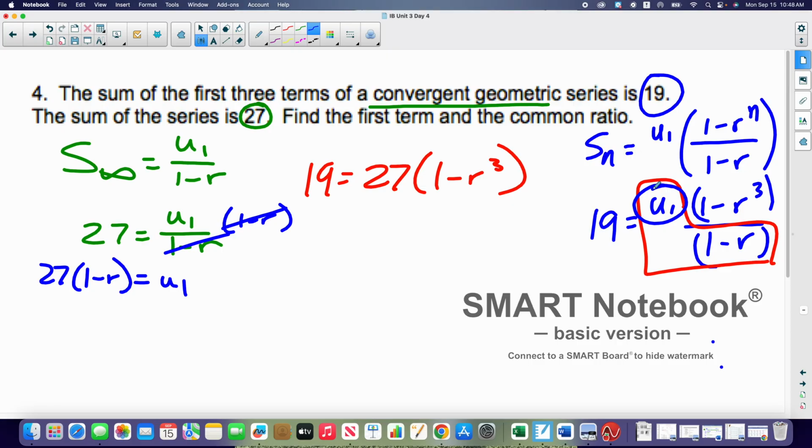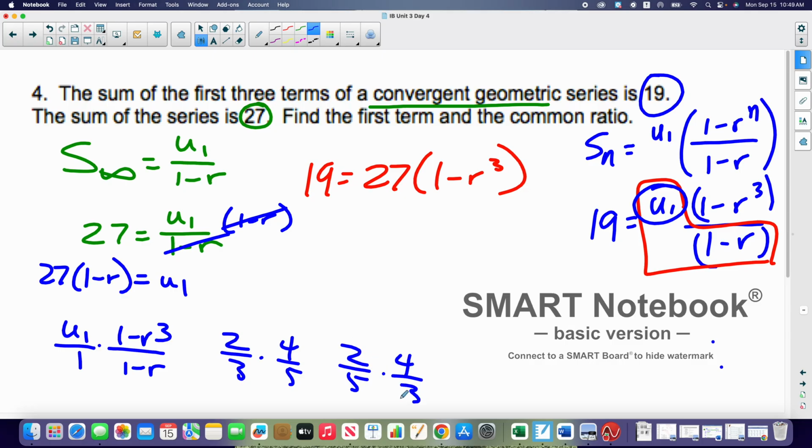What happens with the 1 minus r cubed? Here's the thing. On a fraction, that fraction right there is like u1 over 1 and 1 minus r cubed over 1 minus r. Okay? If I had just a simple fraction, if I had 2/3 times 4/5, is it the same thing as that? Same thing, right? I just rearranged it.